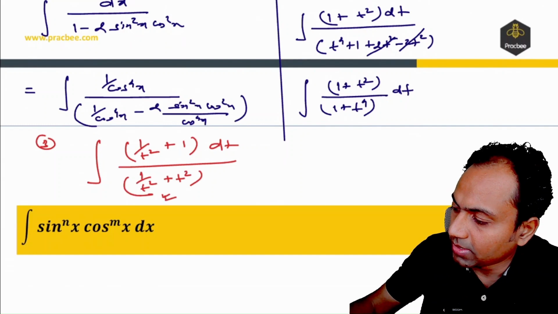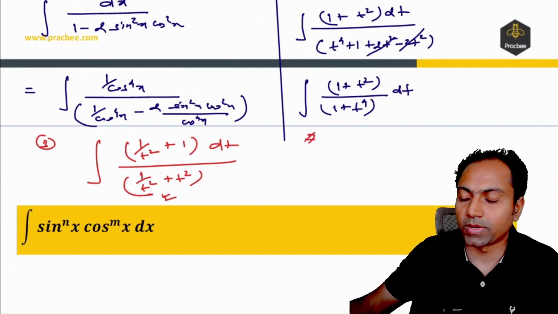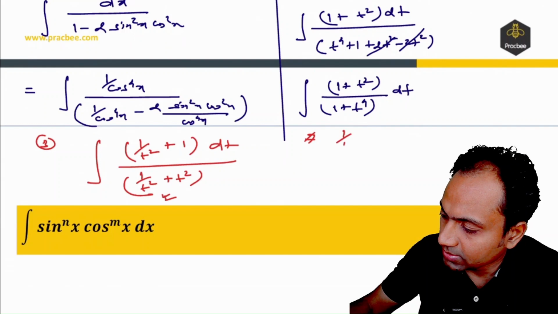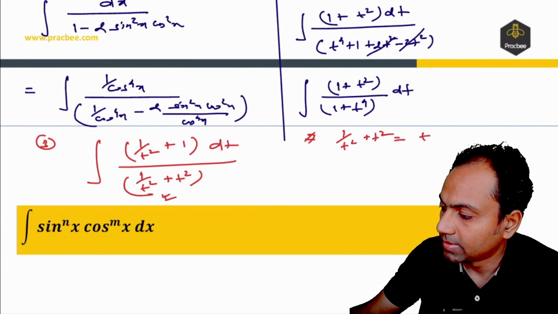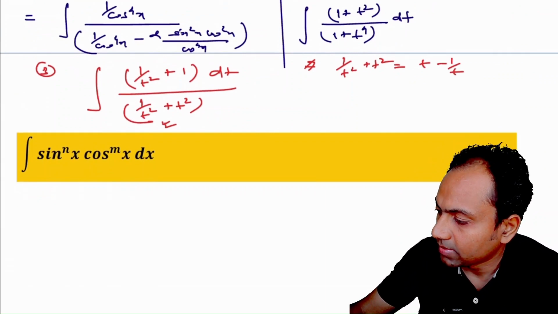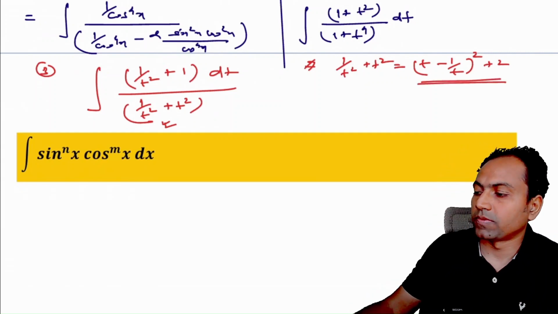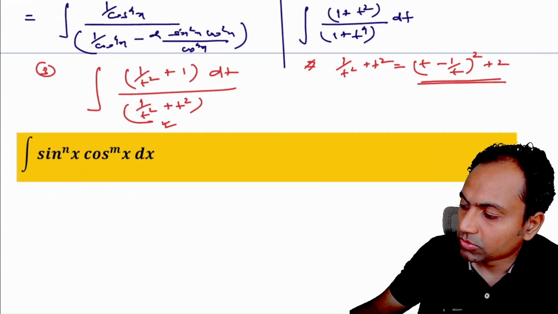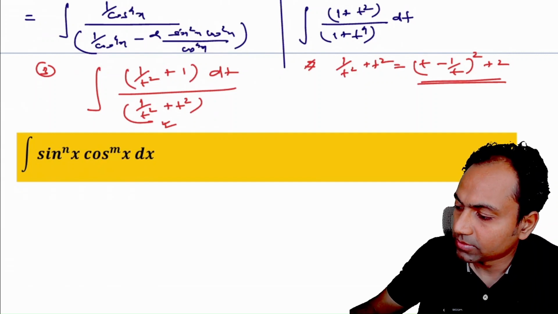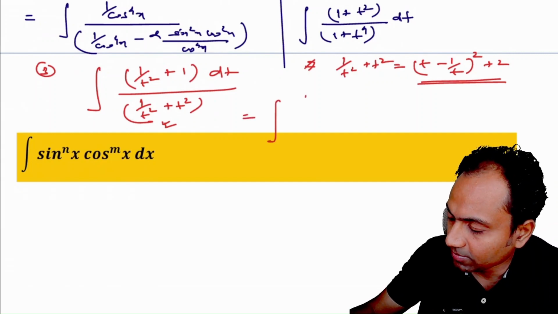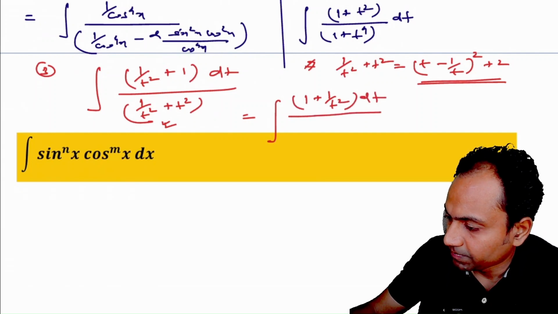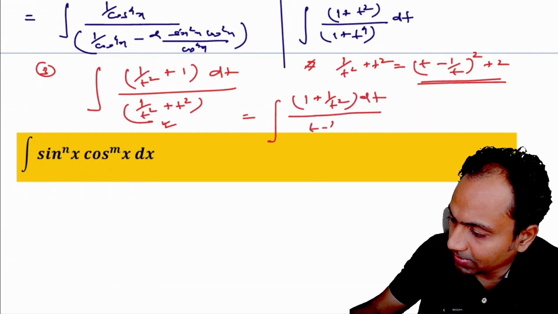Now what we can do in here is basically, let me show you. It will give you a better idea. So this can be written as (t minus 1 by t) whole square plus 2. Now this we can do. And what is the benefit of doing so? This you will realize in a minute. So once I have done this, I can write this as nothing but (1 plus 1 by t square) dt. This is the numerator. The denominator becomes (t minus 1 by t) whole square plus 2.